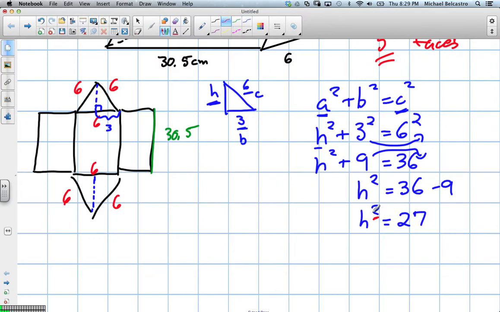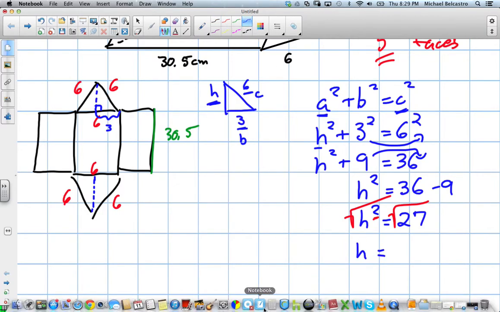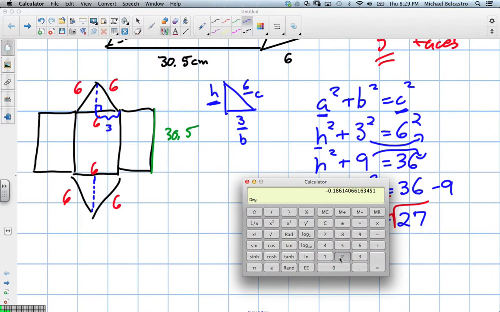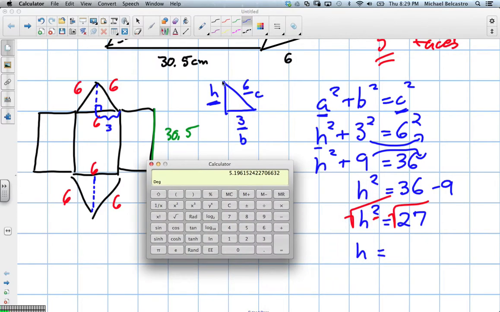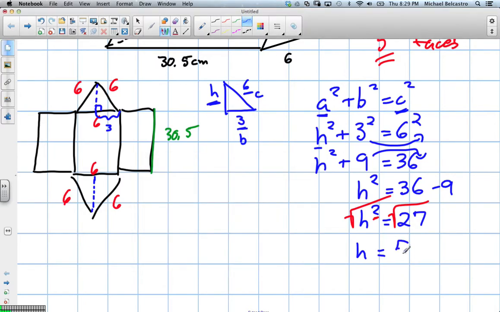Division. Not division. If it's squared, the opposite is the square root. So we square root the sides, okay? So h is equal to, and we got to use our square root. You've used this on a calculator before, square root? Yeah. 5.19. So the height of these triangles are 5.19 centimeters.